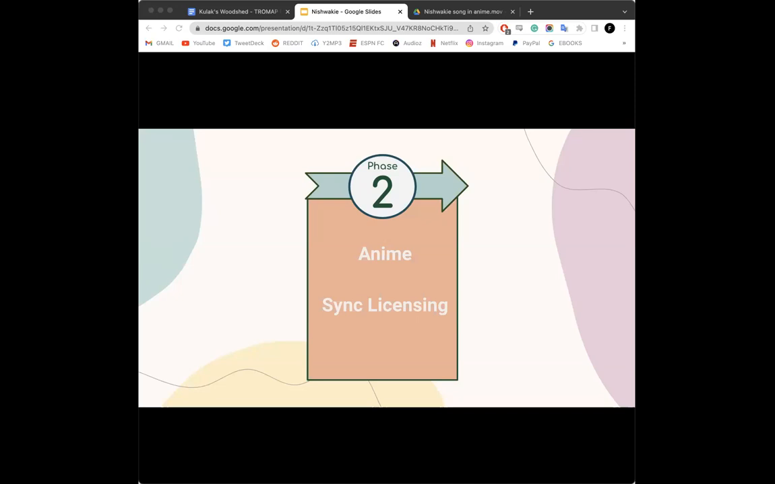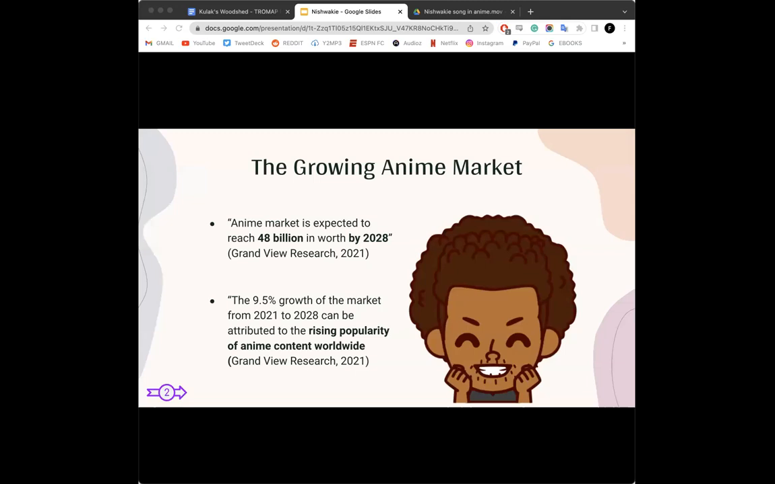Yes, so since you've expressed interest in anime, we wanted to make sure to include that passion of yours into your marketing and branding as stated before. But first, we do want to go into a quick analysis of the anime market. So according to Grand View Research, studies show that the anime market is expected to be worth $48 billion by 2028. Additionally, 9.5% of the growth within the market from 2021 to 2028 can be attributed to the rising popularity of anime content worldwide. So this is definitely a lucrative and viable next step for you for sure.